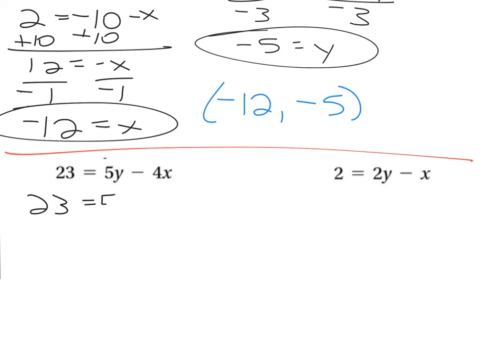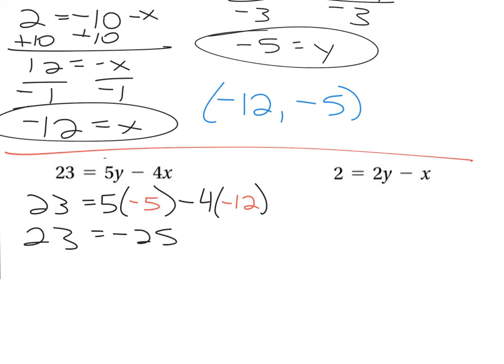23 equals 5 times (y is negative 5) minus 4 times (negative 12). And actually, I'm trying to always use red when I'm substituting in. I don't know why, I just feel like it's helpful to make it stand out. And x is negative 12. Okay, so I want to simplify it. 23 equals negative 25, and negative times negative is positive, plus 48.